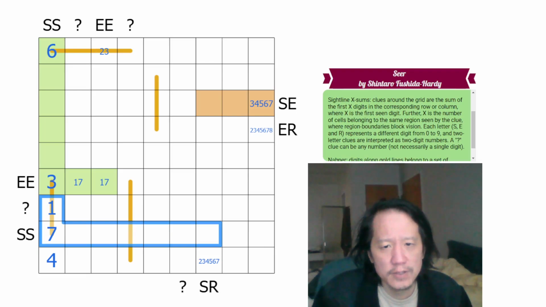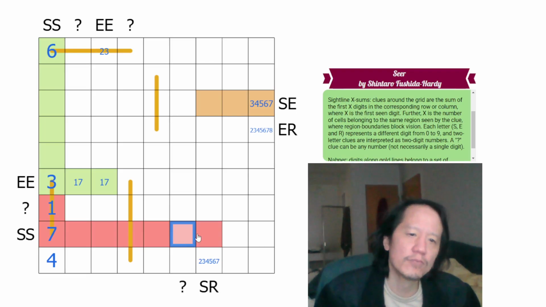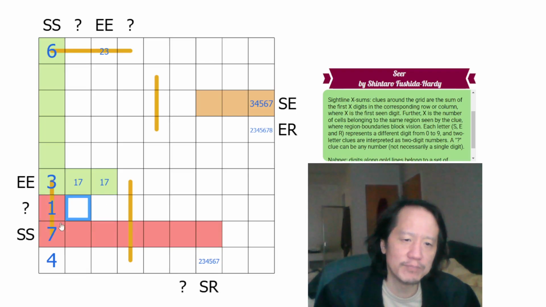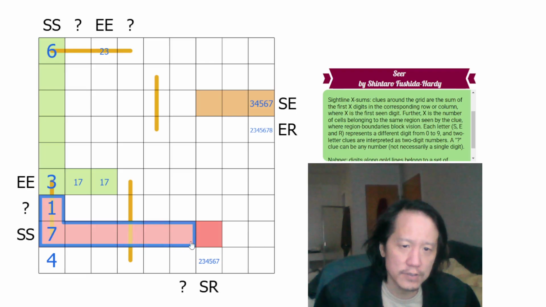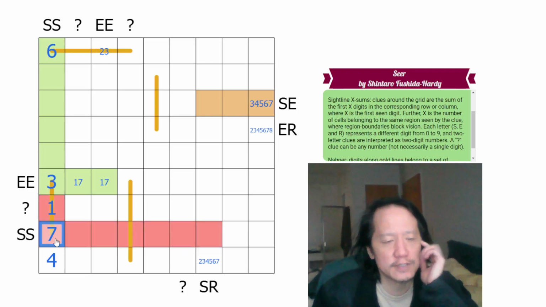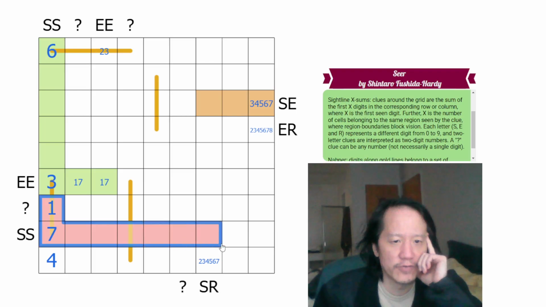But that doesn't work. The reason why this doesn't work: this is 1, which means this cannot be part of any other region here, so it must connect to this region. So this must be part of the region, which makes that 7. And this is all part of a Nabner line. The problem is, what are the 2 remaining digits in this cell, which must be in this region, specifically?